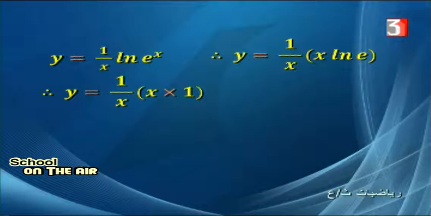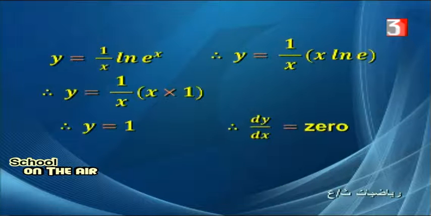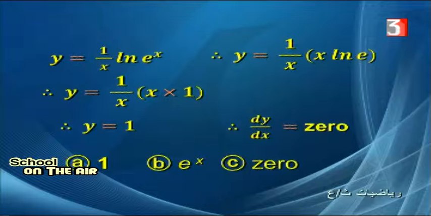Then y equals 1 over x multiply between two brackets x times 1. And 1 over x times x equals 1. Then the function y equals 1. The derivative of the function y with respect to x is dy dx. And the derivative of 1, which is a constant value, with respect to the variable x equals 0, then dy dx equals 0. And we can choose the correct answer, which is equal 0, letter C.